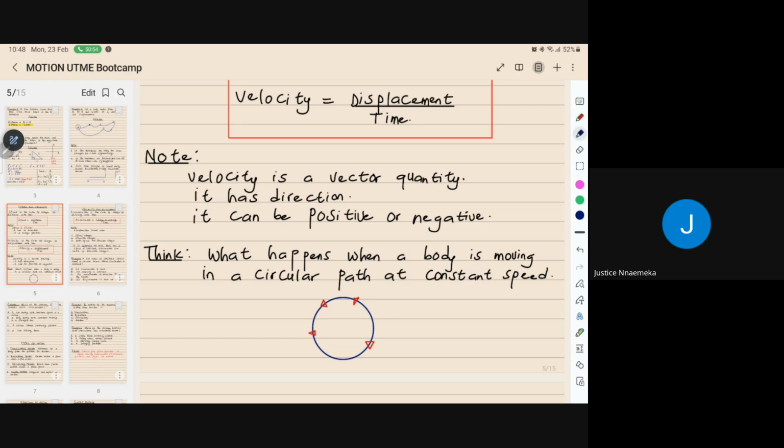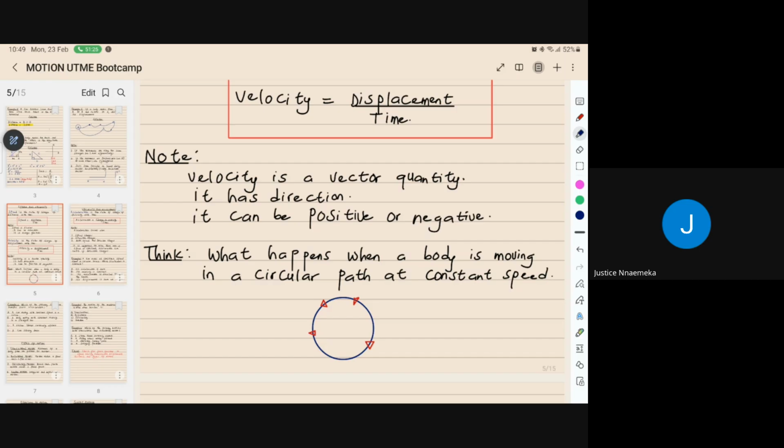So now the next thing here, that's the movement along the circle, right? They said, what happens when a body is moving in a circular path at a constant speed? In as much as the speed is not changing, you can see that you are changing your direction. Is that not so? Your direction is changing, and because your direction is changing, the velocity is changing as well. So what happens when a body is moving in a circular path is that the speed will be constant, like they said, but the velocity will be changing.